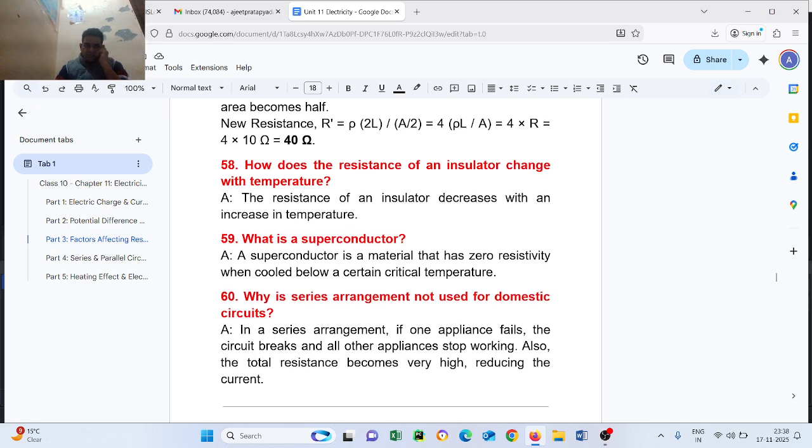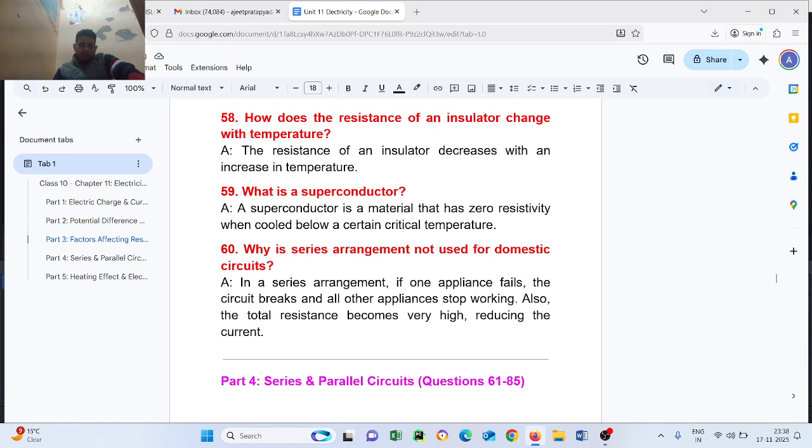Question number 59. What is a superconductor? A superconductor is a material that has zero resistivity when cooled below a certain critical temperature.